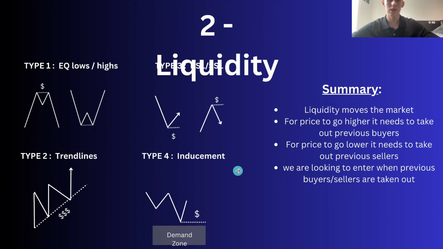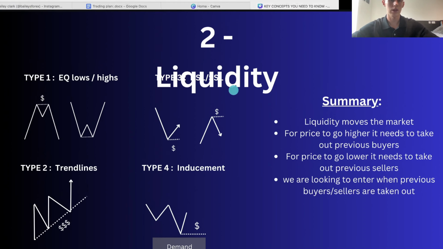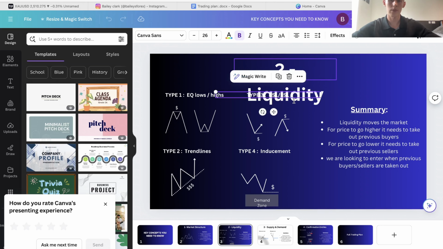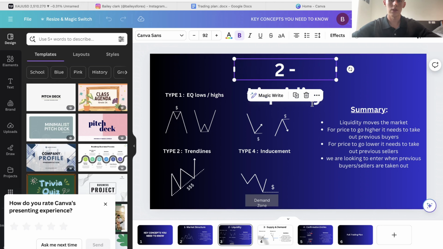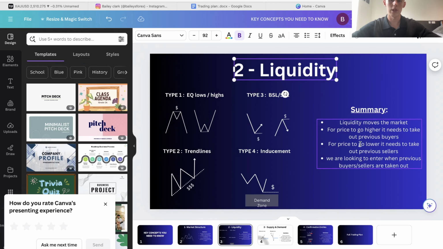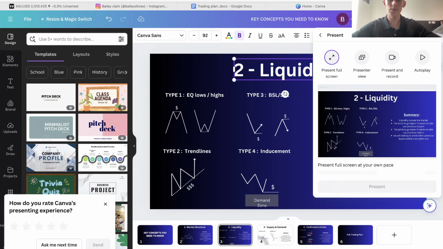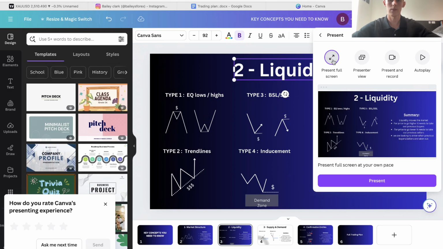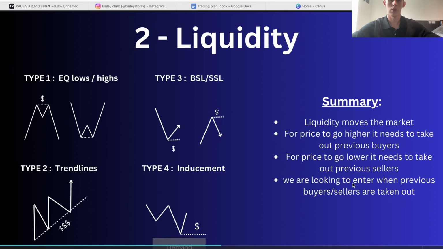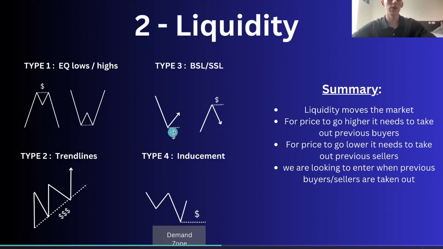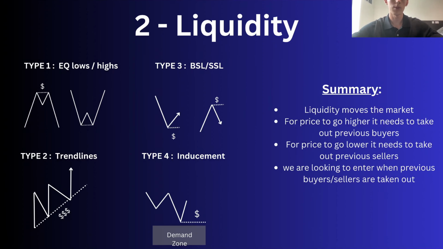So the next component of the system is this concept of liquidity. And this is where a lot of people go wrong with the strategy which I'm about to teach you, because liquidity, of course, is a very subjective thing in the market.